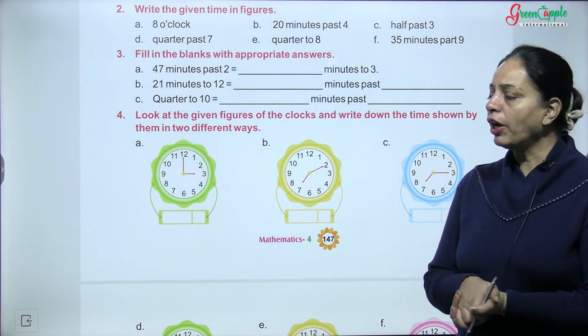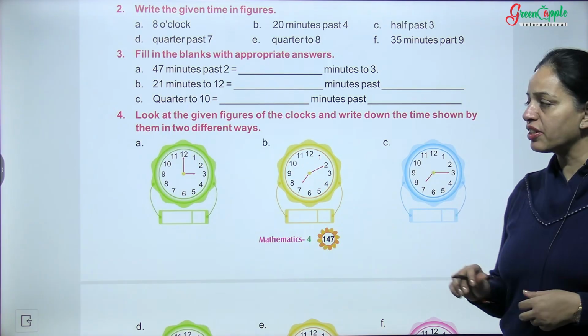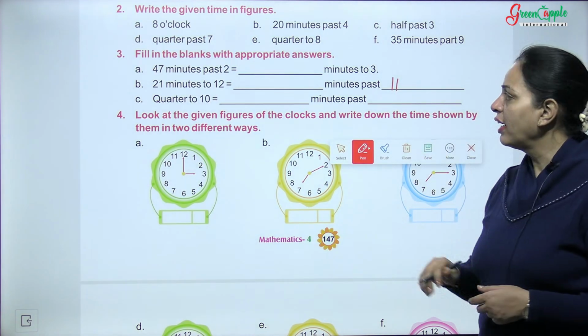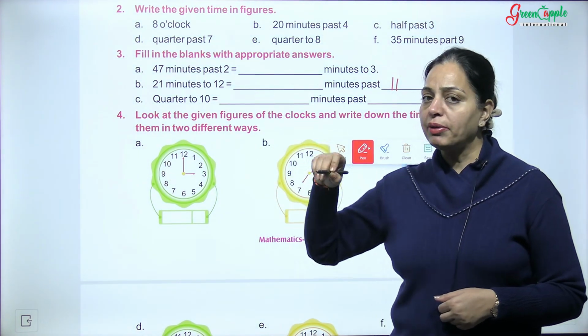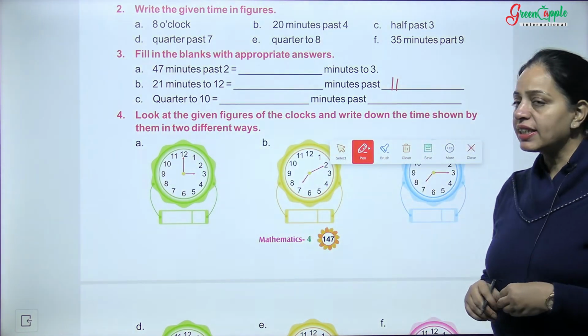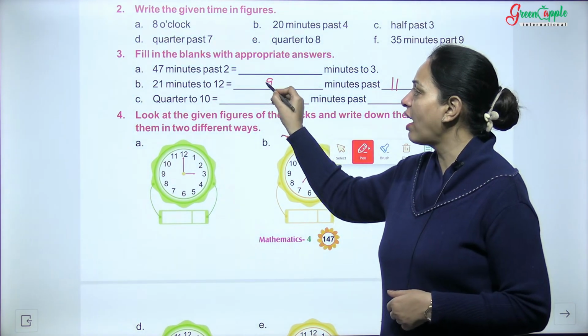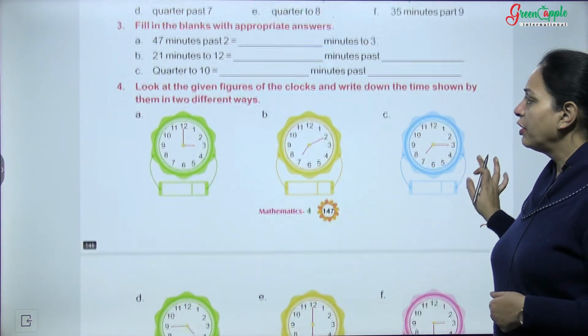B part, 21 minutes to 12. How can we write dash minutes past dash? It means minutes past 11, and 21 minutes to 12. It means how many minutes have passed? 60 minus 21, that is 39 minutes. So 39 minutes past 11. Okay, so similarly you can try remaining parts.